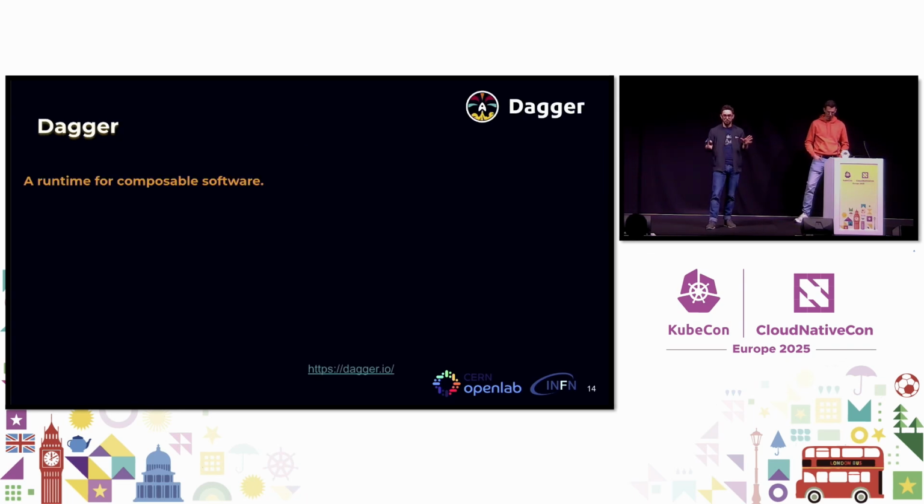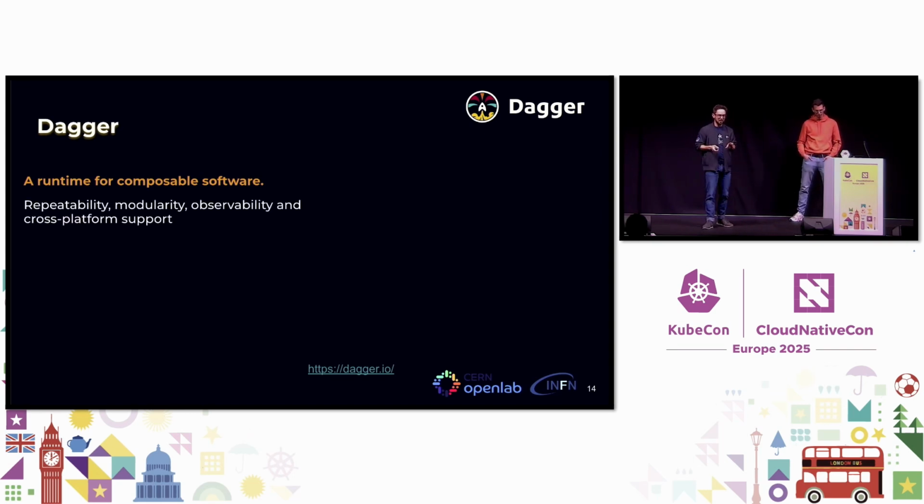What does Dagger provide? The solution we chose for this is basically a runtime that is meant to create composable software. And gosh, scientists love composable things. So we took a look at that, and yeah, we got pretty far, because we now have repeatability of our results. We can compose all our software in an efficient way, and we can also observe what happens when we build and we test stuff.